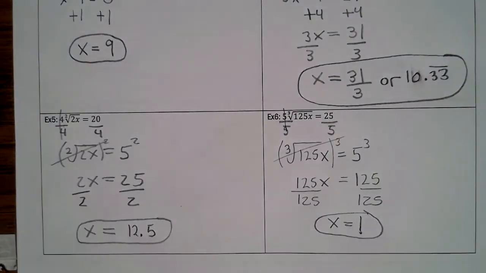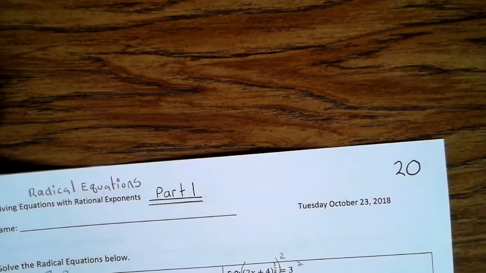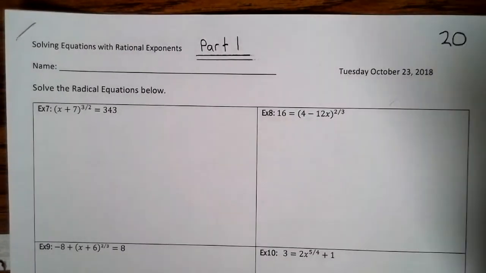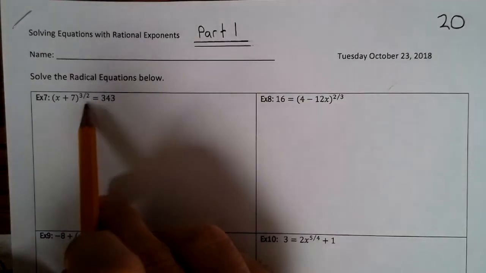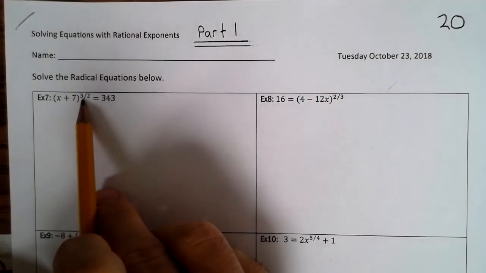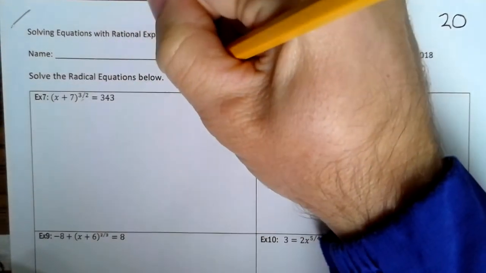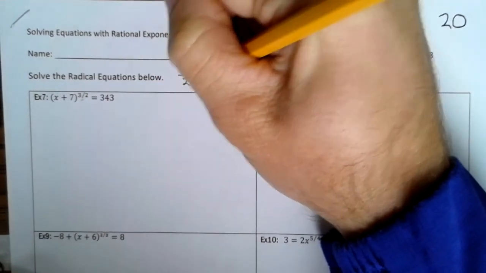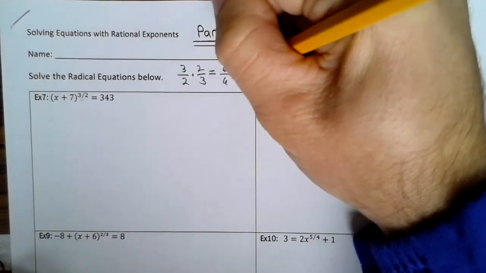All right, now let's look at the next page. Remember, this goes in your journal. And this page is also going to go in your journal. Example number 7. Now here, you have this to the 3/2 power. We need to make this to the power of 1. If we have 3/2 times 2/3, that becomes 6/6, which equals 1. So what we need to do is raise both sides to the 2/3 power.